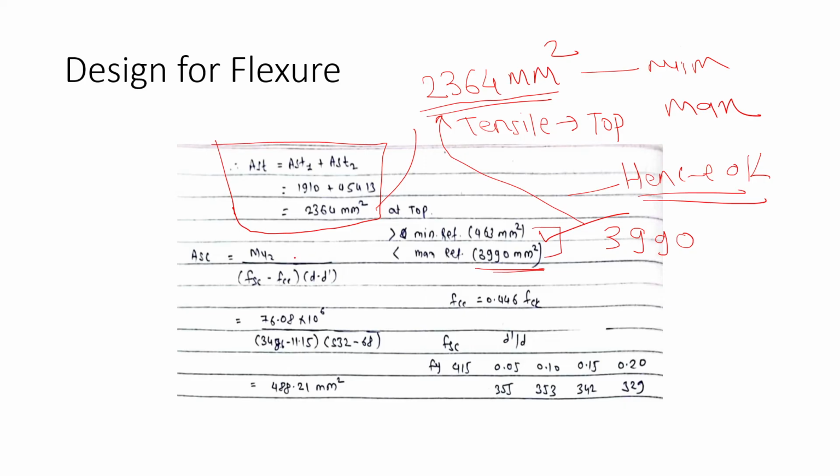Now let's see how much steel is there at the bottom face. That is ASC is mu2 upon FSC minus FCC into D minus D dash. We know that FCC is 0.446 FCK, and for FSC there is one table that you can refer. You have to take the ratio of D dash upon D and you will get the FSC. After solving this, we will get ASC as 488.21.